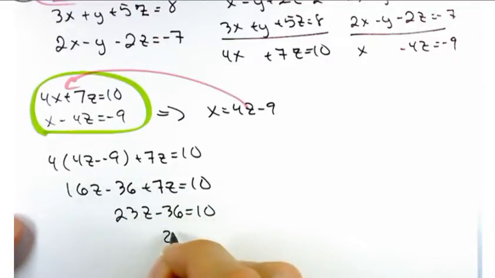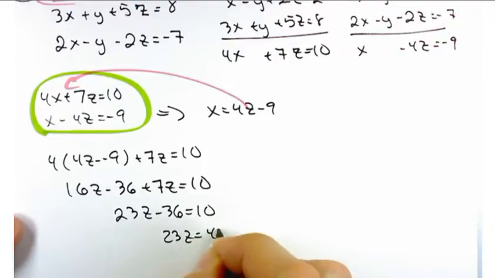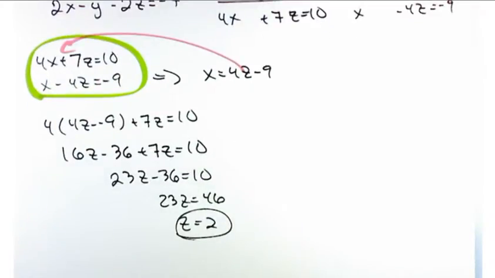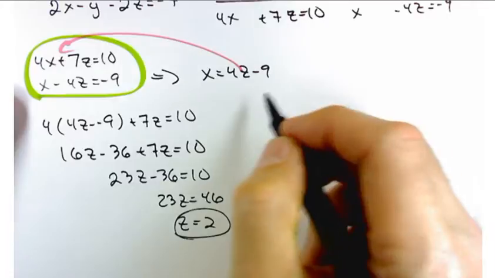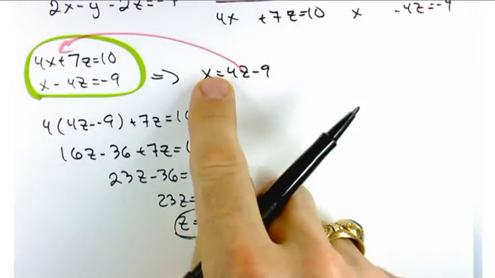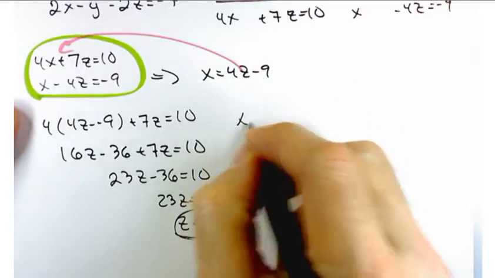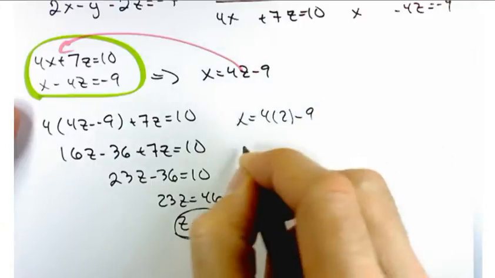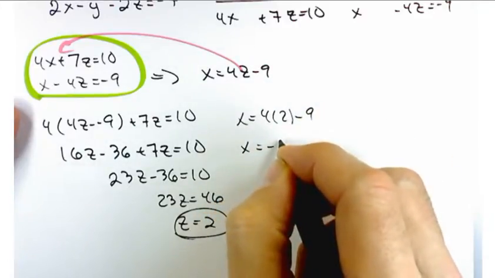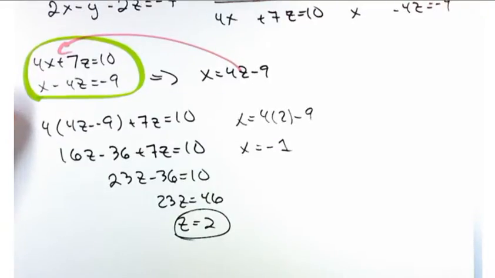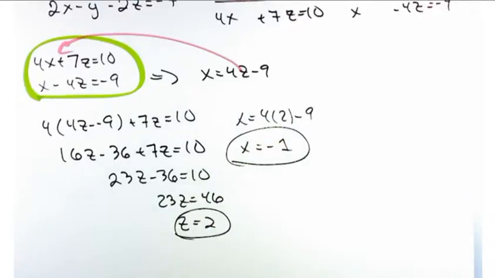And I think z is going to be 2. Yay. Okay. Z equals 2. Well, we need to know what x is then. If z is 2, let's plug that back in here. x equals 4 times 2 minus 9. So x would be negative 1. Two down. 1 to go.